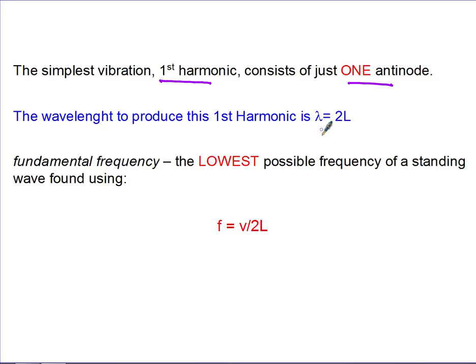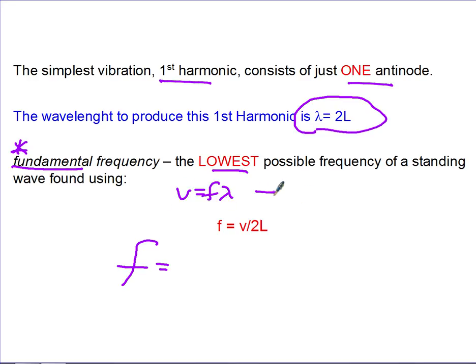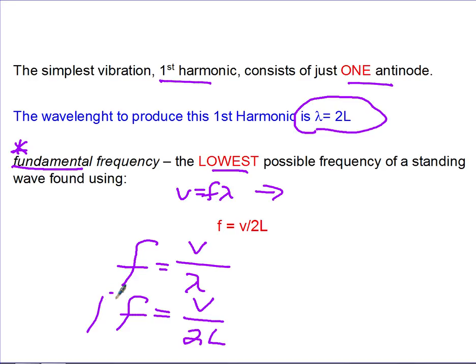The wavelength to produce the first antinode, the first harmonic, as we've seen, is 2L. Now let's talk about what frequency that is. The simplest, most basic, is the fundamental. The fundamental frequency is the lowest possible frequency. V is f lambda, so the frequency is the speed divided by lambda. And since lambda is 2L, the fundamental frequency is your speed divided by 2L. We call this the fundamental.